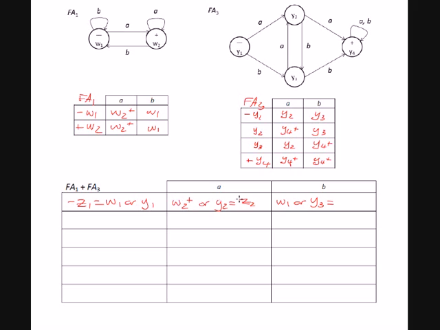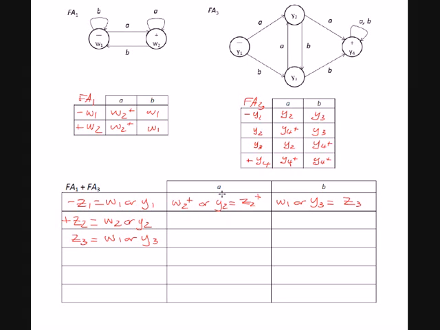Because W2 is a final state, this will also be a final state. So we have a final state Z2 is W2 or Y2. You don't have to put the pluses there, you can if you want to. W1 or Y3. I don't have that combination yet as a Z state, so this is going to be a new Z state, Z3, and that's going to be W1 or Y3. Now I can start on the next row.